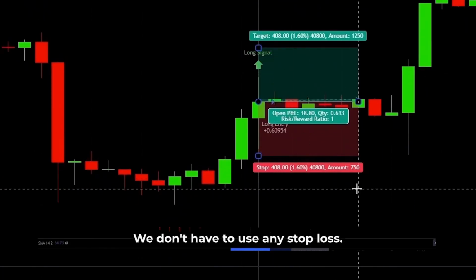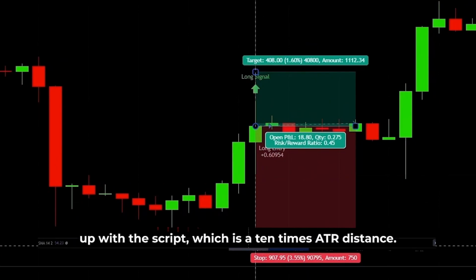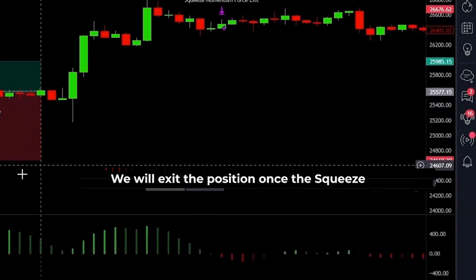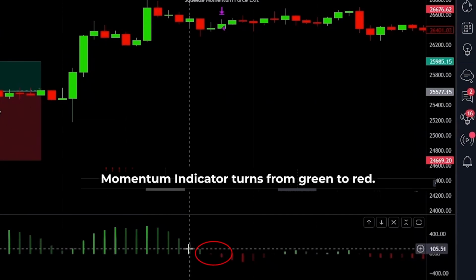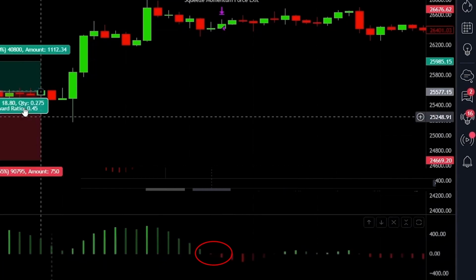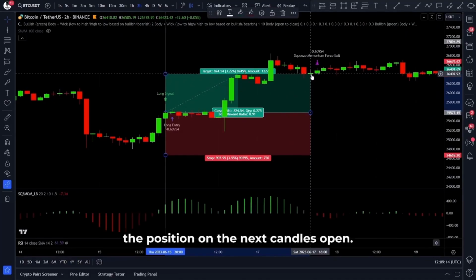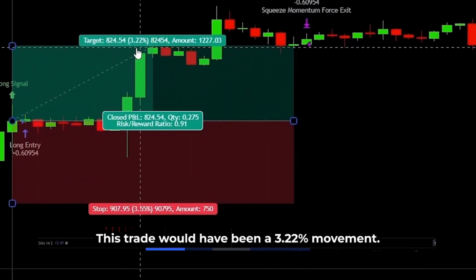We don't have to use any stop loss, but if you want to, you can use what I set up with the script, which is a 10 times ATR distance. We will exit the position once the squeeze momentum indicator turns from green to red. And that happens right here. And as you can see, the strategy exited the position on the next candle's open. This trade would have been a 3.22% movement.